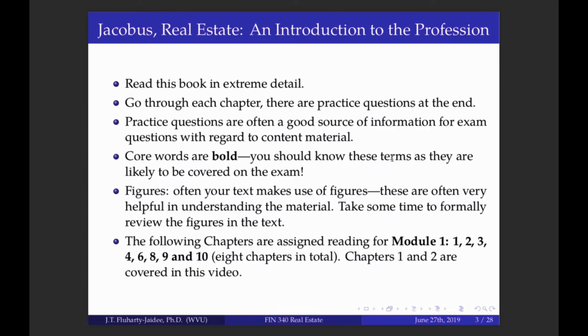All right, for Module 1, you are expected to read the following chapters: 1, 2, 3, 4, 6, 8, 9, and 10. 8 chapters in total. Chapters 1 and 2 are covered in this video. The remaining chapters are part of the next parts of Lecture 1, which are continued on throughout the week.